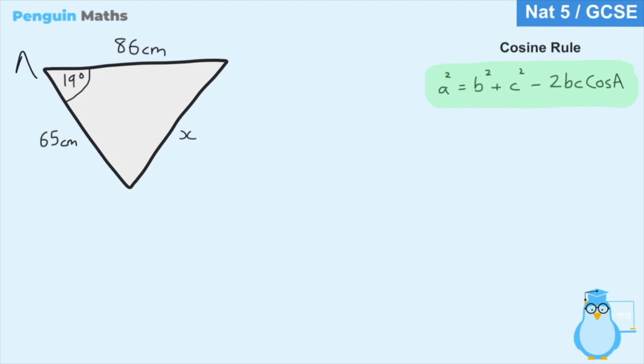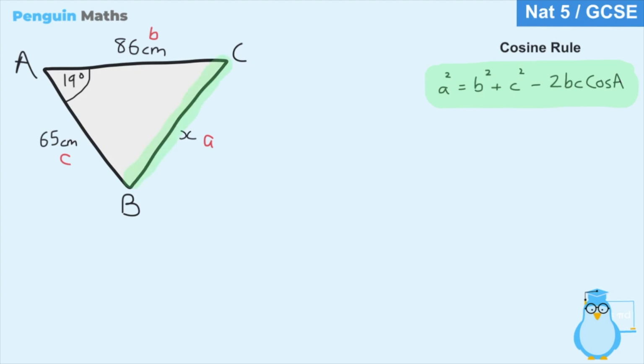So I'm going to label this angle A, this angle B, and this angle C, and then for the sides, well, the side opposite A is this one, the side opposite angle B is this one, and the side opposite angle C is this one.